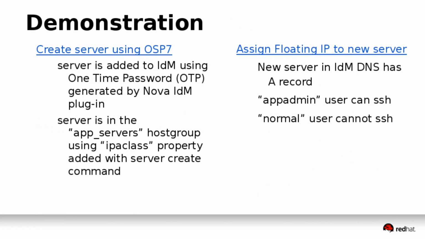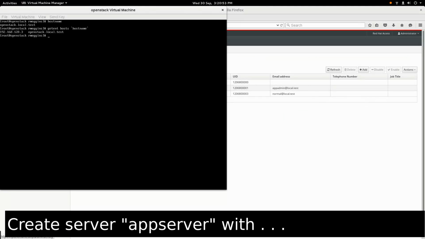We're going to create the server using Nova in RHEL OSP 7. We're going to see that the server is added to identity management using the one-time password generated by the Nova IDM plugin. We're also going to see that the server is automatically added to the app server's host group because we specify a property called IPA class and give it a value of app server when we create the server. We're also going to assign a floating IP to the new server, show that the new server is in DNS with an A record, and show that the app admin can SSH and a normal user cannot SSH.